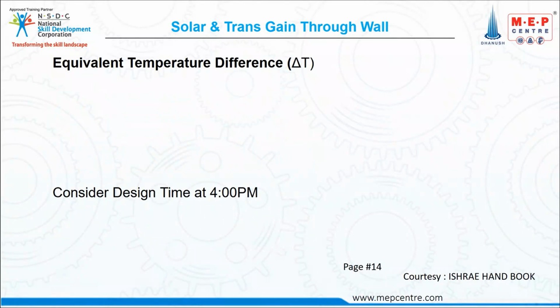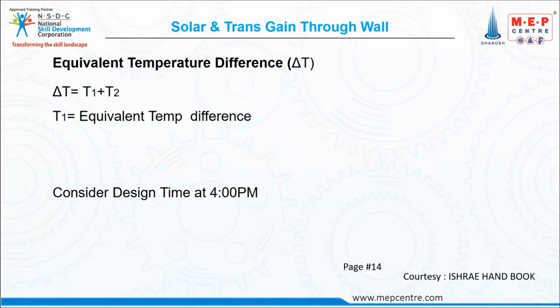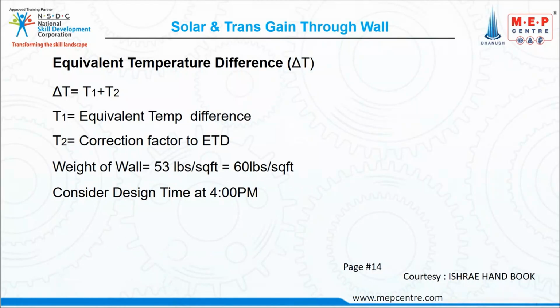So equivalent temperature difference is the combination of two values. Delta T equals to T1 plus T2, where T1 is equivalent temperature difference and T2 is correction factor to equivalent temperature difference. Why? Because here we are calculating solar and trans gain. पहले में सिर्फ सोलर गेन ही किया है, इधर सोलर गेन भी कर रहे, ट्रांस गेन भी कर रहे. That is the reason T1 represents the temperature difference and T2 represents the correction factor. As we are calculating solar and trans gain, हमें उसको correction factor देना पड़ेगा. ठीक है. So weight of the wall is 53 pounds per square feet.